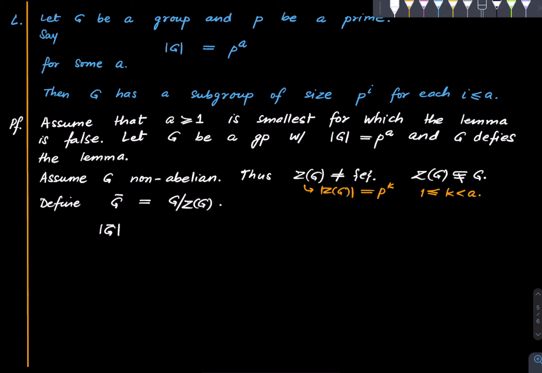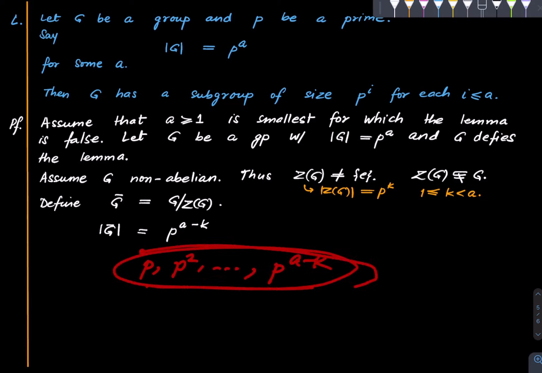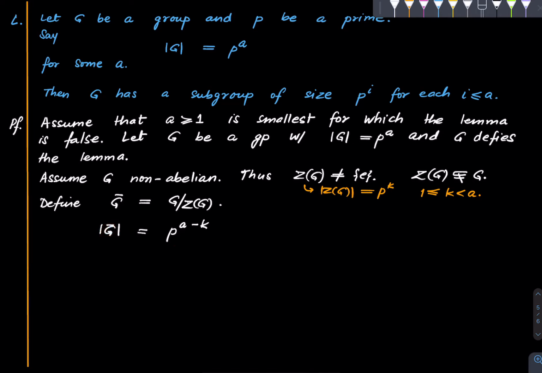The center is a normal subgroup in the group, so G bar is also a group, and the size of this group is smaller than the size of G. It has this size, and therefore by the minimality of A, we see that G bar has subgroups of size p, p squared, up to p to the power A minus K. For each number in this list, G bar has a subgroup of this size.